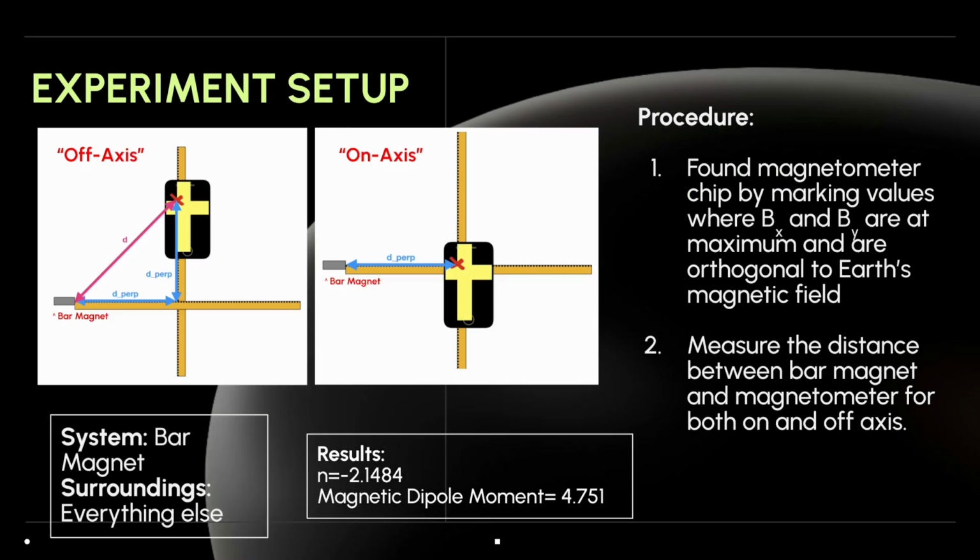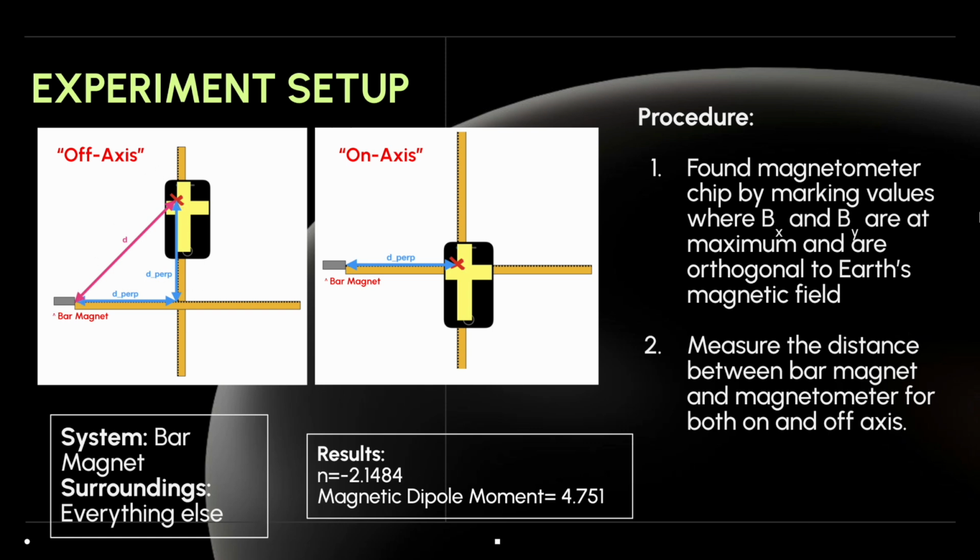So for the experiment setup, our procedure was to first find the magnetometer chip by marking values where Bx and By are at their maximum value, which is where we marked the X on our phones, and are also orthogonal to the magnetic field, which is how we oriented the horizontal ruler. And then we measured the distance between the bar magnet and the magnetometer for both on and off axis. And as you can see here, I marked the bar magnet in both the on axis and off axis portions and see how we measured each distance value.